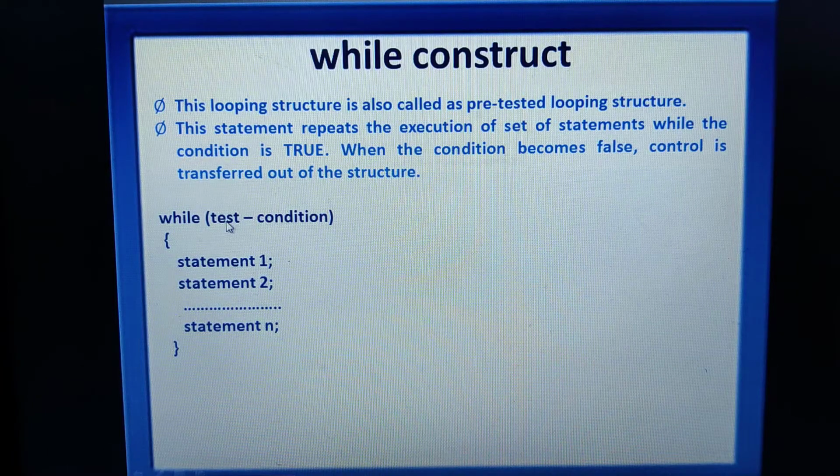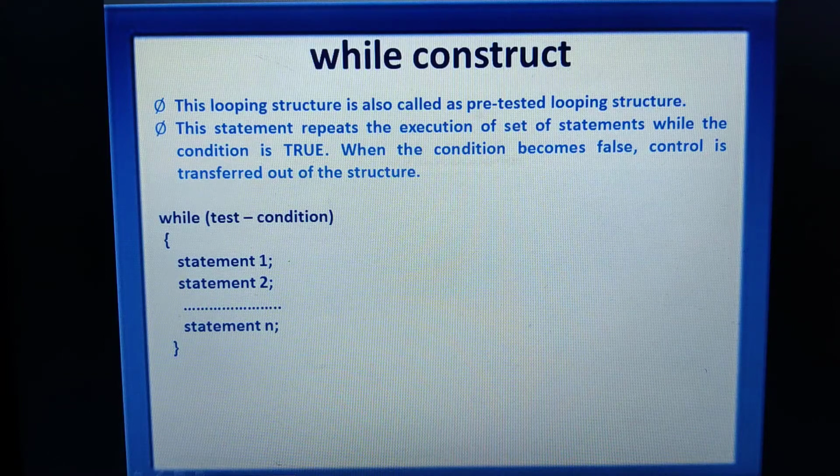Once this condition becomes false, the control will be transferred out of this while structure, or the control jumps to the next statement. Therefore we refer to the while construct as a pre-tested looping structure. Pre-tested in the sense that the condition is checked initially before we execute a certain set of statements, and these statements will be repeatedly executed only if the condition is true. If it is false, then automatically the control jumps out of the while structure. I hope, children, you are able to understand.